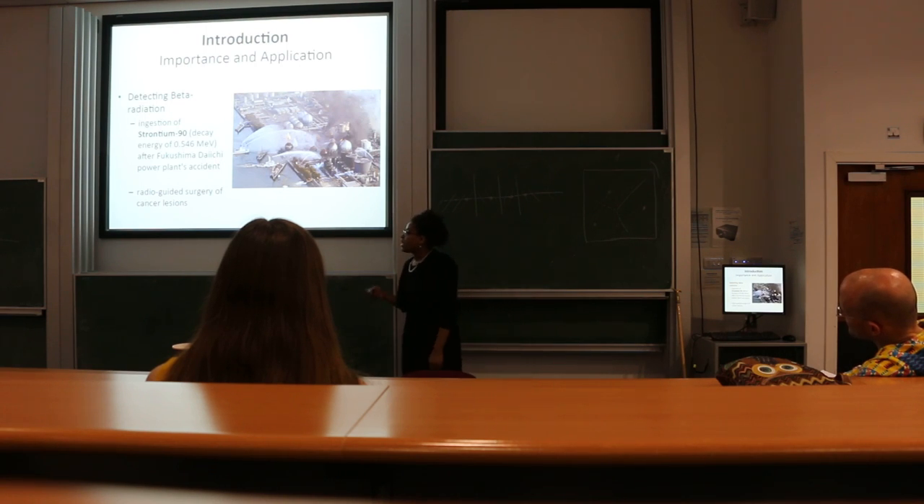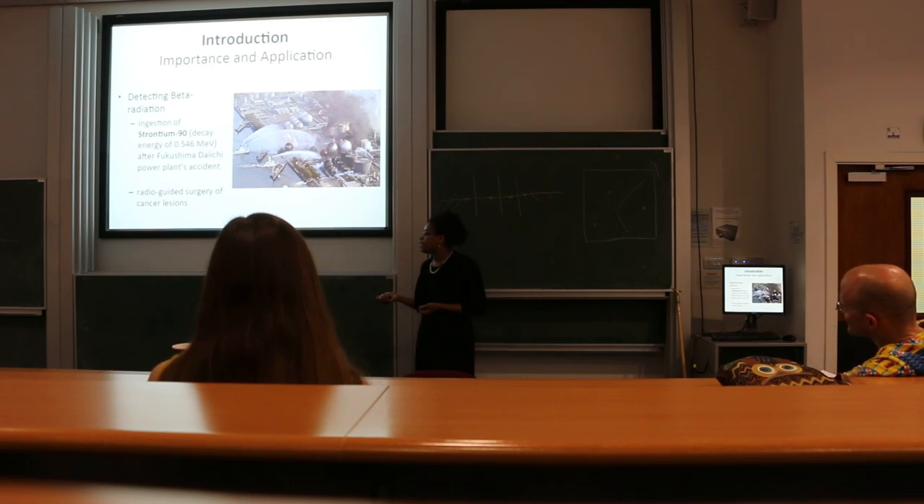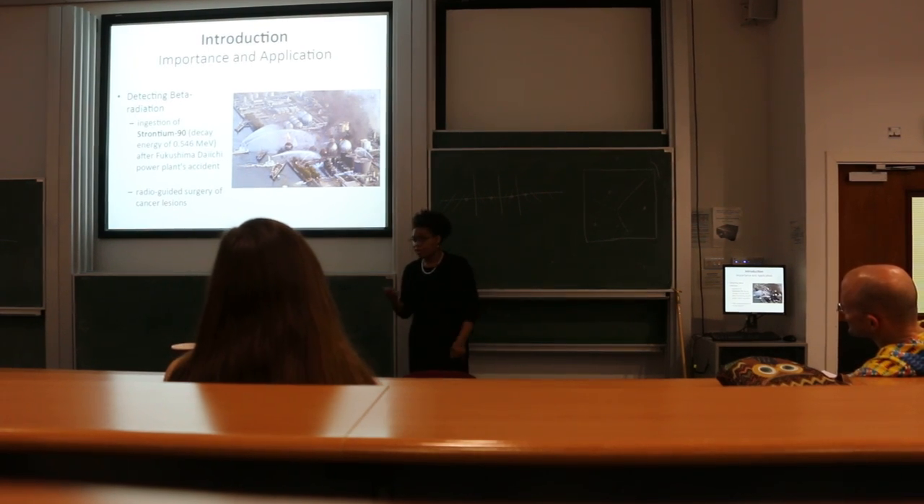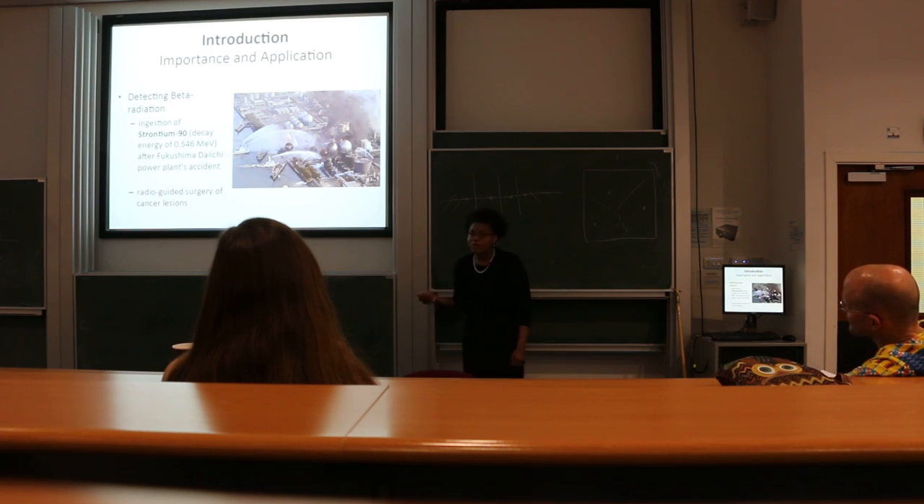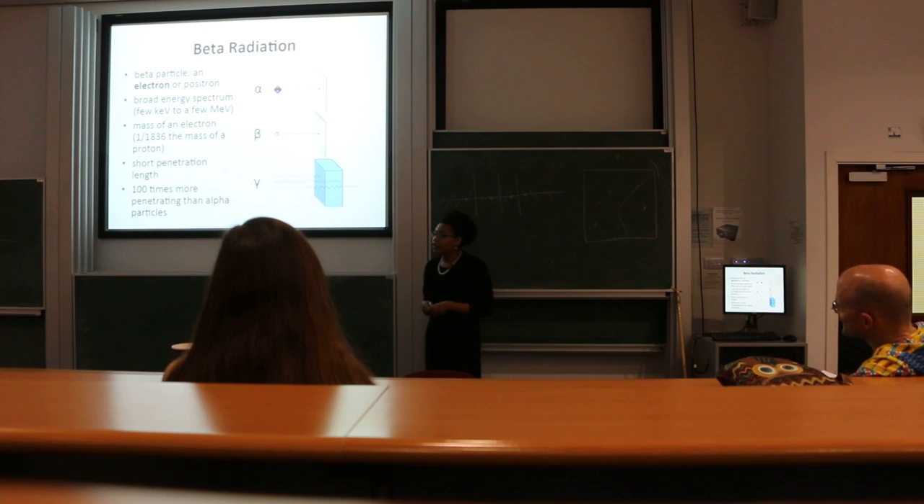In particular, we're looking at strontium-90, and that's important because that's an emitter of beta radiation. But strontium-90 is also used in medical applications, and it can be used as a tracker for cancer. So that's the importance and application of using this Beta Print. I'll give you a little bit more background on beta radiation.